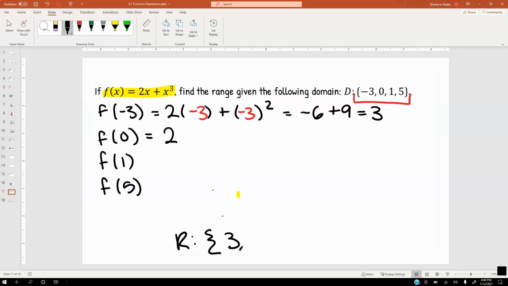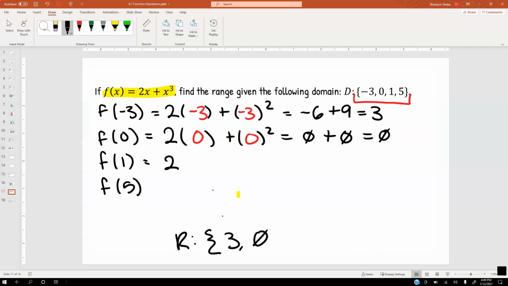So now we're going to plug in 0, and we're going to do the exact same thing, except this time it'll be zeros here. So 2 times 0 is 0, 0 squared is 0, and 0 plus 0 is 0. So my range values so far are 3 and 0. So here we're going to do 2 times 1 plus 1 squared. That's going to be 2 plus 1, which is 3. Now because we have a 3 twice, I've already listed it in my range. I don't need to list it again.